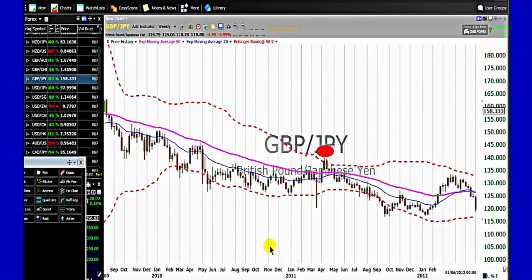The indicators that we use for this simple trading system are the exponential moving average 20, the exponential moving average 50, and the Bollinger Band 50, volatility 2. So we use only three technical indicators. The first is the EMA 20, the second is the EMA 50, and the third is the Bollinger Band 50, volatility 2.